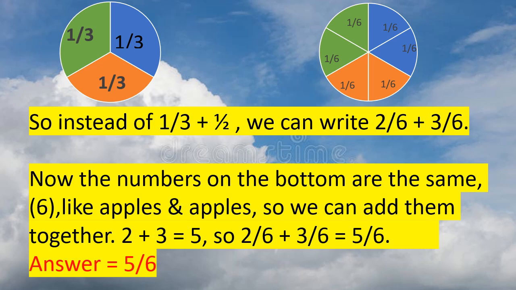Now the numbers on the bottom are the same. They're both 6, like apples and apples. So we can add them together. 2 plus 3 equals 5. So 2/6 plus 3/6 equals 5/6. So the answer is 5/6.